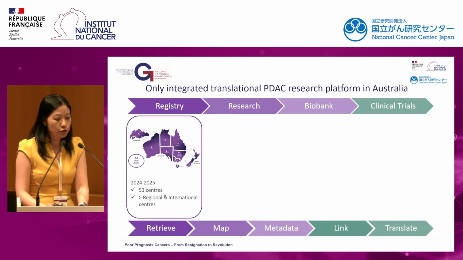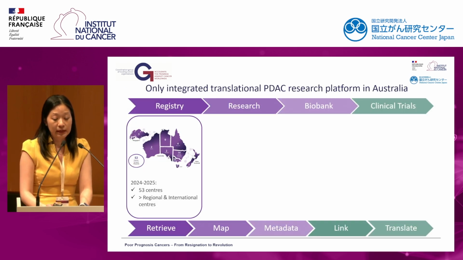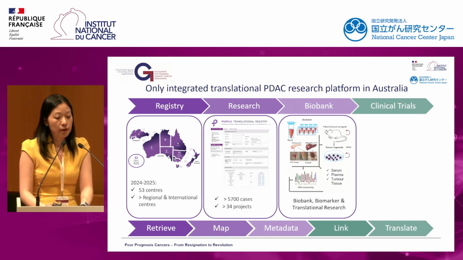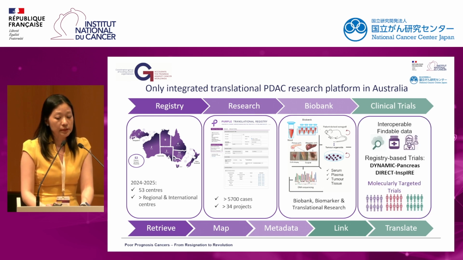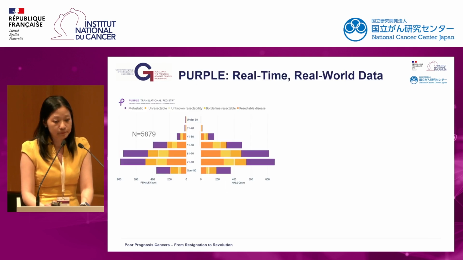So we are the only integrated translational pancreatic cancer platform in Australia. And the idea is that we retrieve clinical data, we map the data, and we support and accelerate research in pancreatic cancer. But I think most importantly, this is about interoperable, findable data. And this becomes increasingly important as our clinical trials become more niche. So we have also got a number of registry-based trials that run off the pancreas registry platform. This is the Dynamic Pancreas and the Direct Inspire study that I'll talk about briefly later.